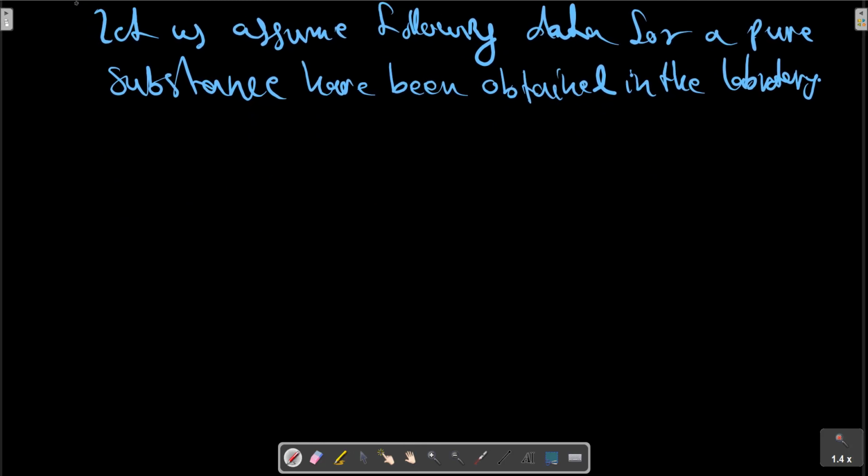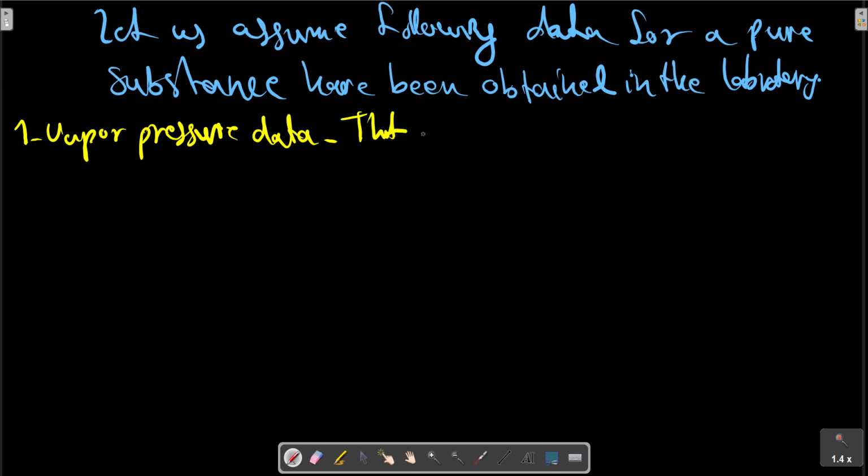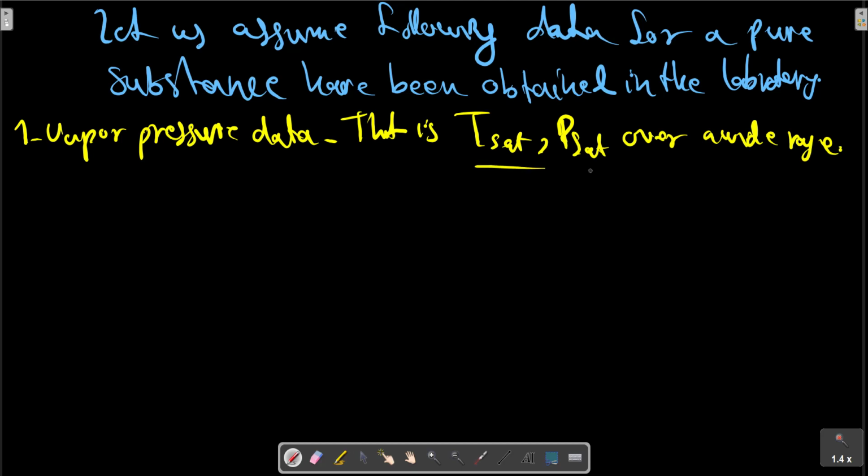We have vapor pressure data, for example, that is saturation pressure and temperature, T saturate and P saturate, measured over a wide range in the laboratory. Pressure, specific volume and temperature data.